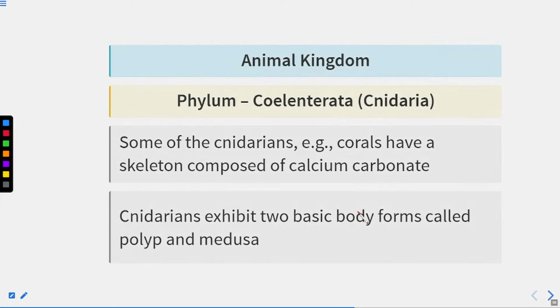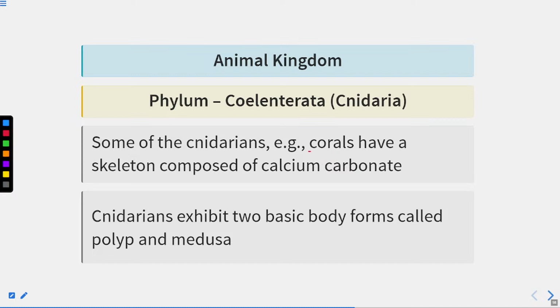Some cnidarians, for example corals, have a skeleton composed of calcium carbonate. So corals are deposits of calcium carbonate, and they are stone-like, right? But actually they are cnidarians, and they become stone-like because of the deposition of calcium carbonate.